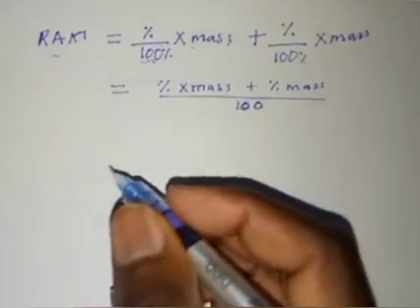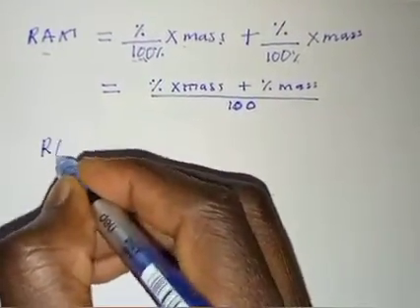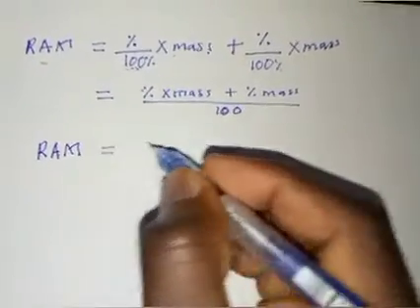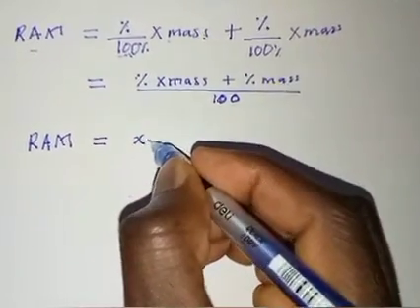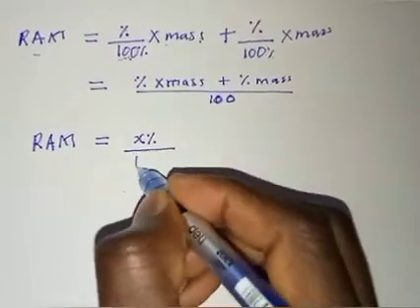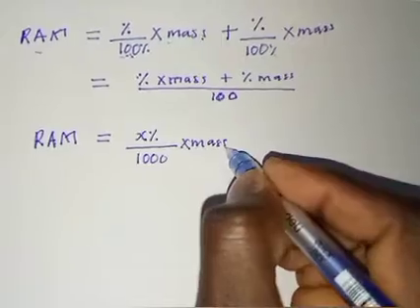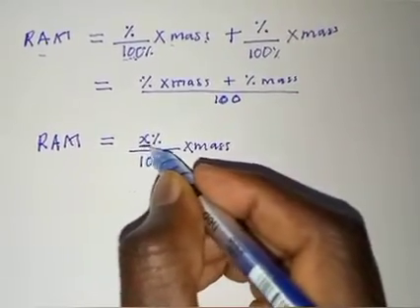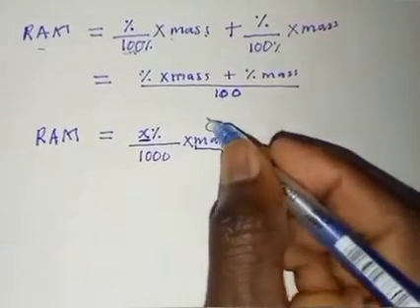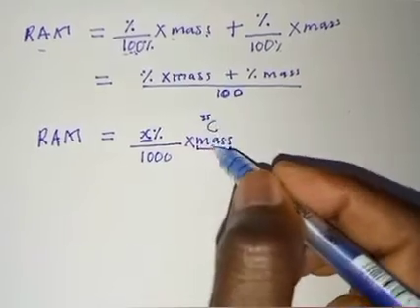So if you have been given the average mass and you want to find the abundances, you do it like this. You say RAM, which is relative atomic mass, has to be equal to X as the percentage of the given isotope over 100% multiplied by the mass of this element. Here we are trying to find the percentage of this given isotope. Let's say you have chlorine, which has 35 as the mass. Automatically you use the same 35, you put it there.